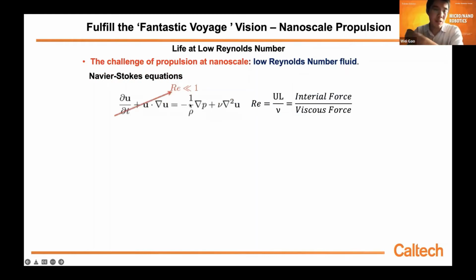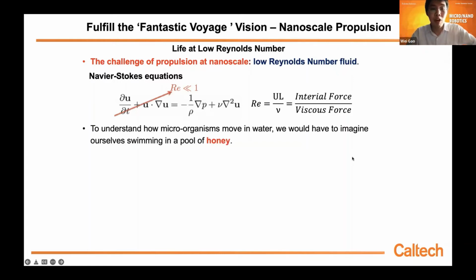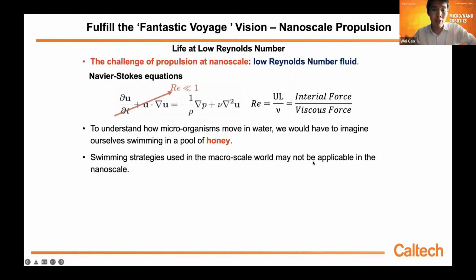If you have learned fluid mechanics, you may be familiar with the Navier-Stokes equation. If you haven't, that's fine also. When the Reynolds number is very small, it means the inertial force is negligible compared to viscous force. In this case, viscous force dominates. What does this mean? To understand how these nano-organisms swim in water, we could imagine ourselves swimming in a pool of honey. It's very viscous, very hard to move. That's why the swimming strategy used in a larger scale world may not be applicable at nanoscale.